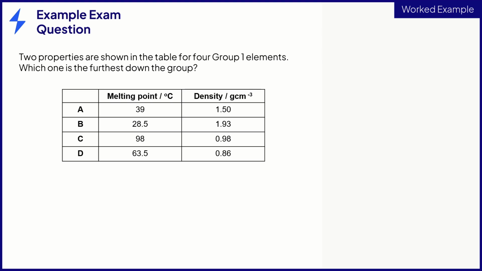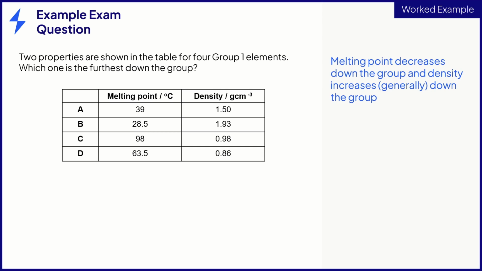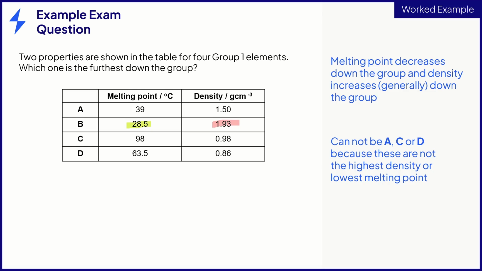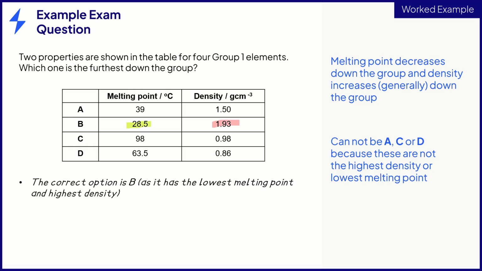Let's now have a look at some example exam questions. This is a multiple choice question, which gives you a table and some data. Here you are asked to determine which Group 1 element is furthest down the group. You know that melting point decreases down the group, so we are looking for an element with the lowest melting point. To confirm, you know that density generally increases down the group, so we are looking for the highest density. Therefore, it cannot be A, C or D. So B is the correct option. This is only worth 1 mark given that it's a multiple choice question.